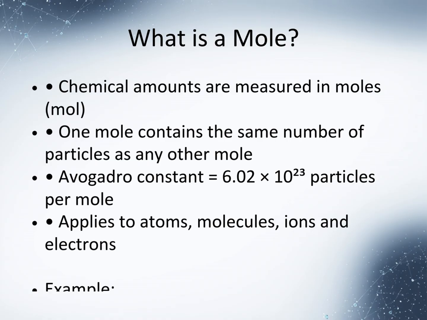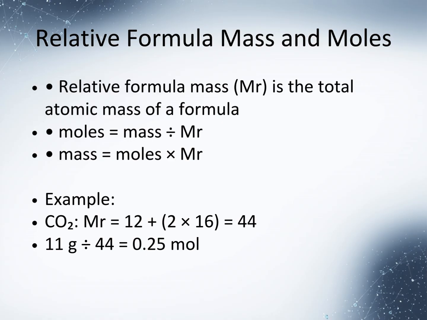1 mole of carbon atoms would have 6.02 times 10 to the power of 23 carbon atoms. This number is called Avogadro's constant. Chemistry uses it because atoms and molecules are tiny, so we count them in, say for example, bulk.